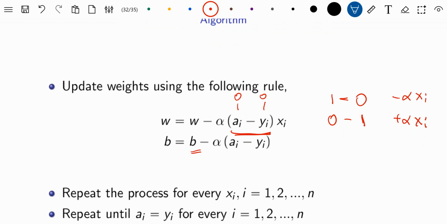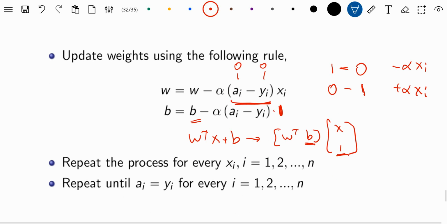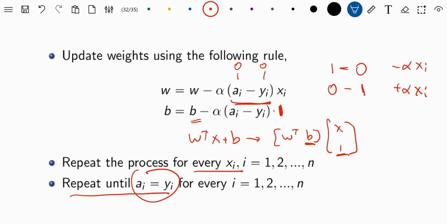So for the bias term, remember this thing plus bias is basically like if you have a longer vector, W and B, transpose, multiplied by X and 1. So basically, B is the weight for the feature that's constantly 1. So it's as if it's multiplying by 1. And then here, repeat this for everything in the training data and repeat the whole thing until everything is correct.